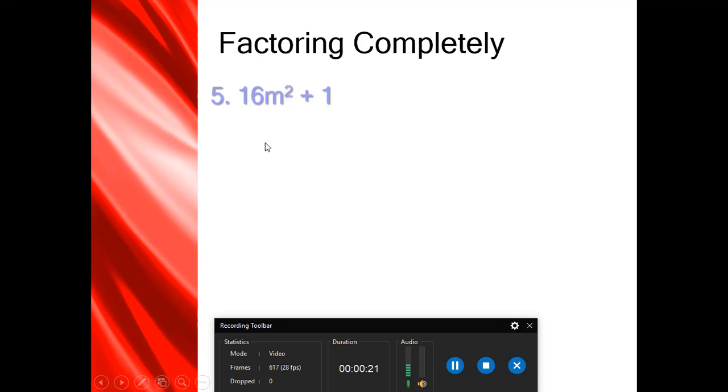The first thing you want to do is determine if there's a greatest common factor. And when I look at both of these terms, I don't see anything common to both. So there is no greatest common factor. You might also initially think that 16 is greater than 1, so maybe master product would be helpful. But when I think about the factors of 16, truthfully, I can't find anything that would add up to 0 in the middle, so master product, I believe, is not going to work.